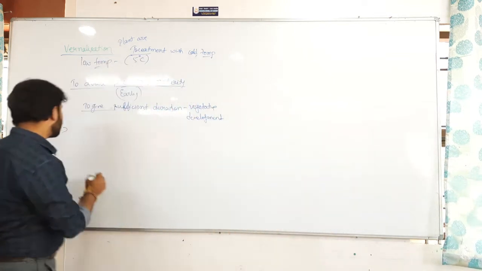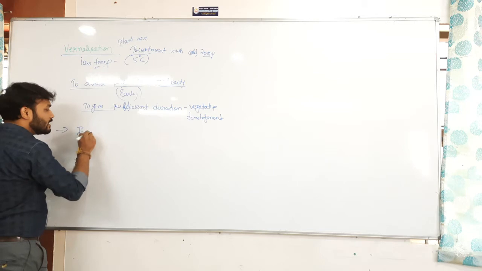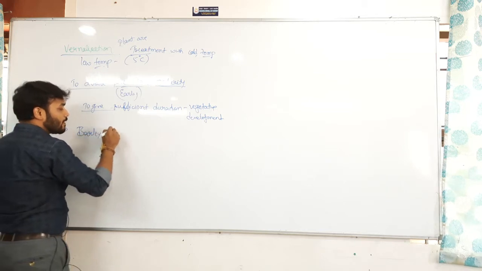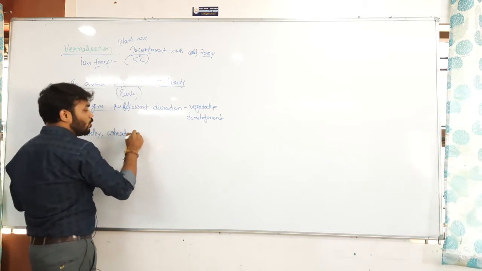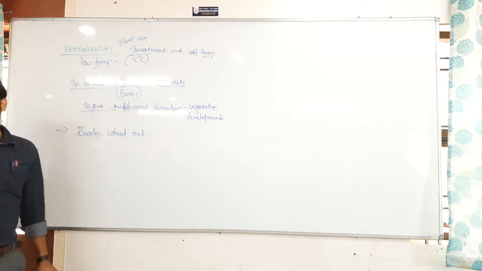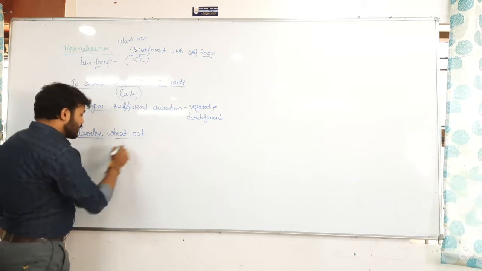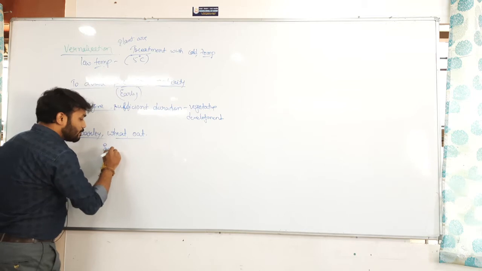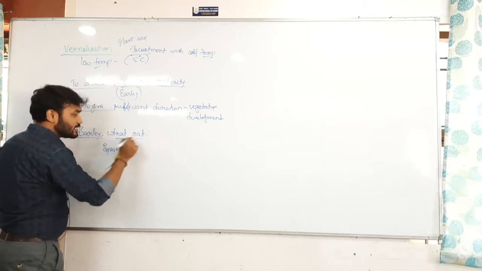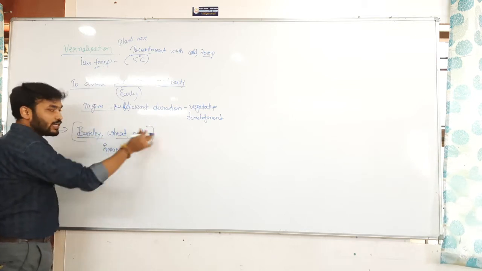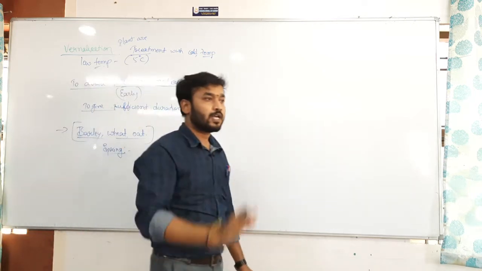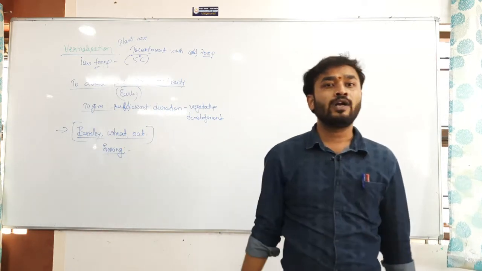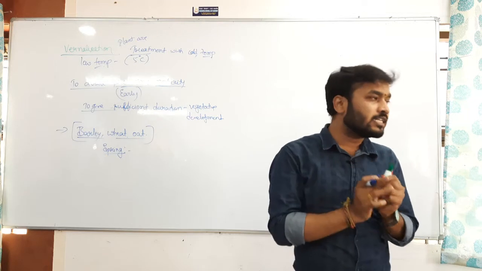For example, if you take the winter varieties like barley, wheat or oat, we can find two types of these varieties. Some of them may be spring varieties, some of them may be winter varieties. Usually, what are the winter varieties?